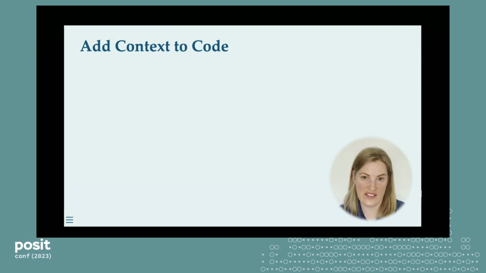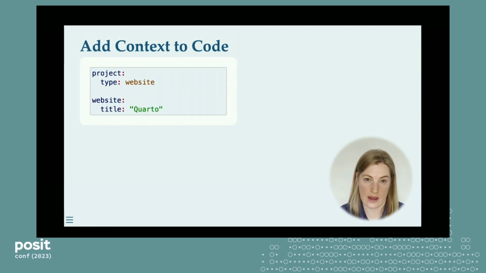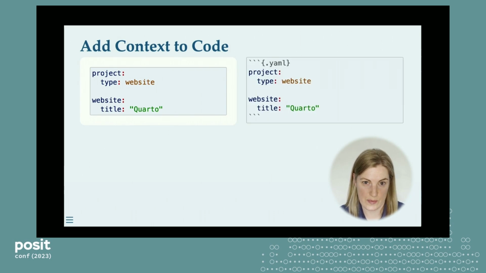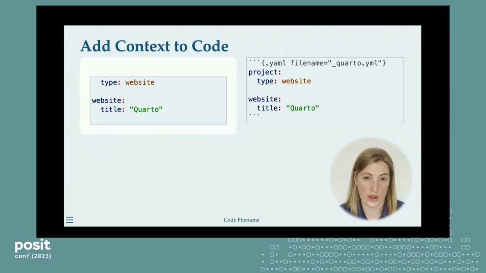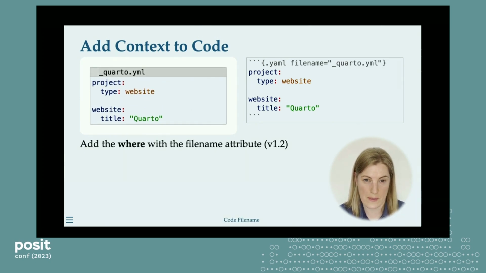The final content features I want to talk about are really useful if you tend to write about code and you want to add additional context for your readers. For example, imagine seeing this code in a rendered document. It happens to be YAML, and it was produced with this markdown in its source. I think the first piece of context people need when they're looking at code is where this code is. In this case, this is code you'd find in the _quarto.yaml file in a Quarto project.